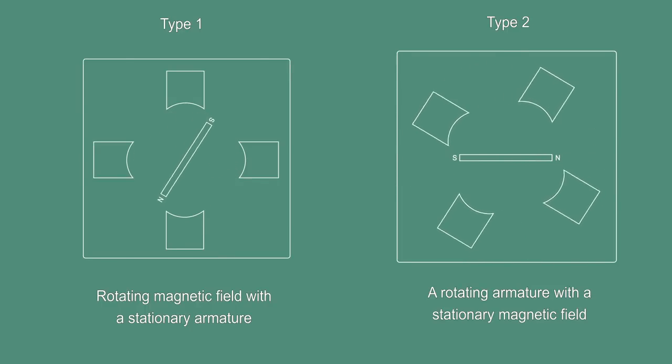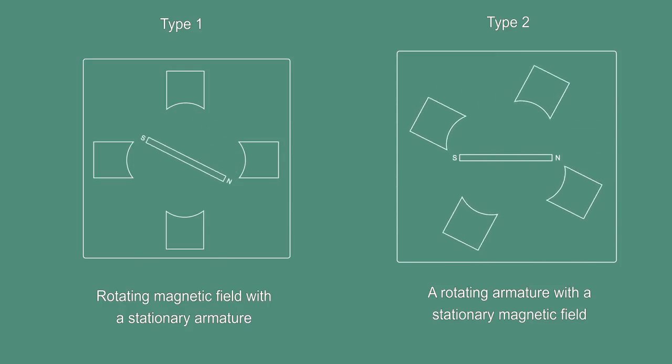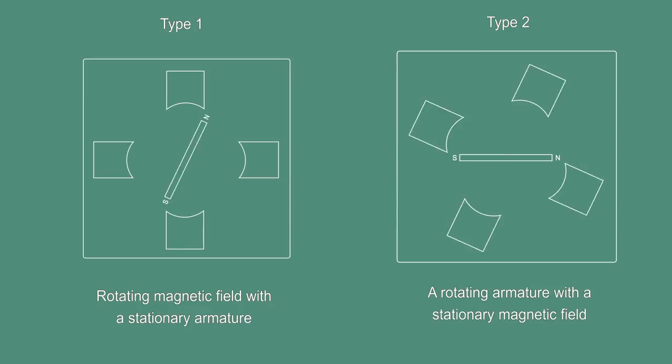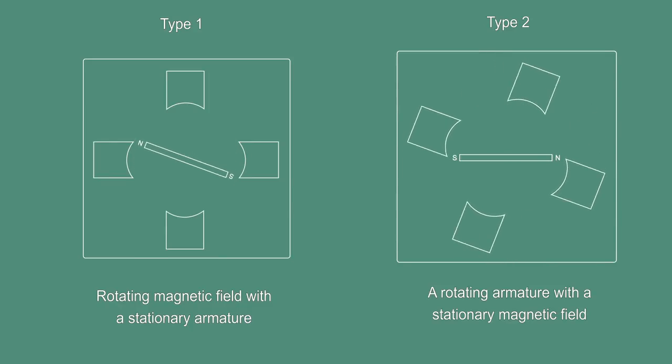Type 1, rotating magnetic field with a stationary armature. Type 2, a rotating armature with a stationary magnetic field. Most alternators use a rotating magnetic field with a stationary armature. Now we are going to see the functioning of Type 1 alternator.